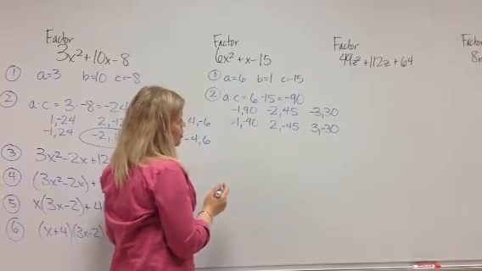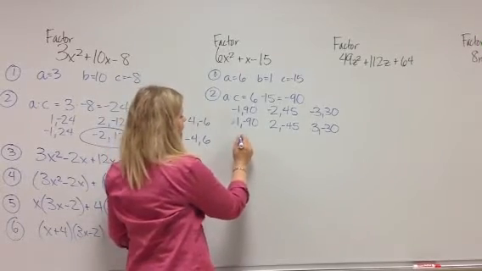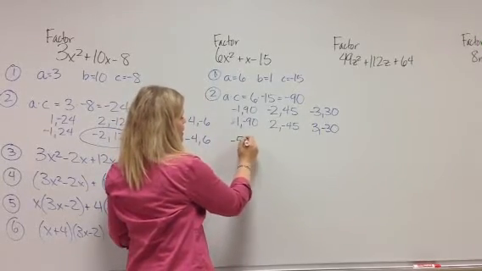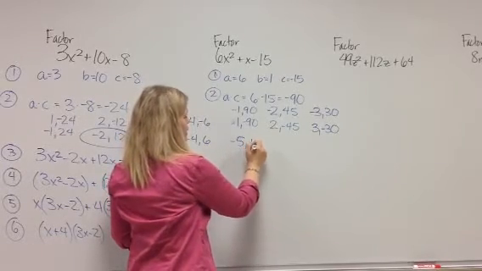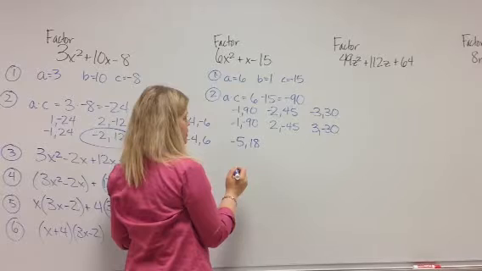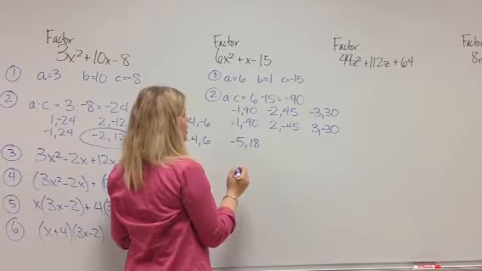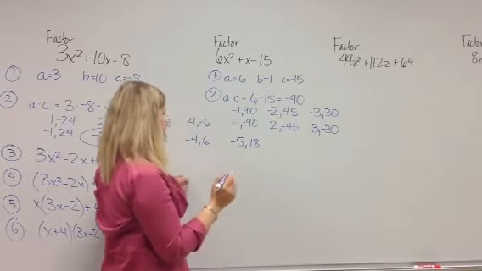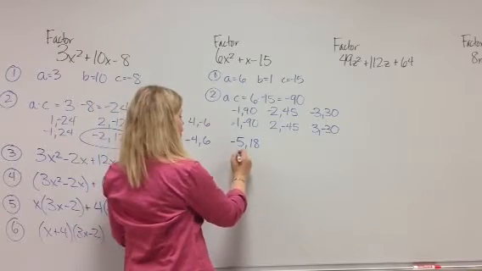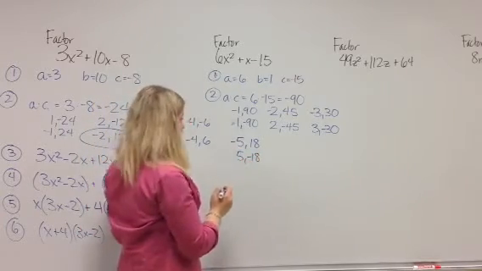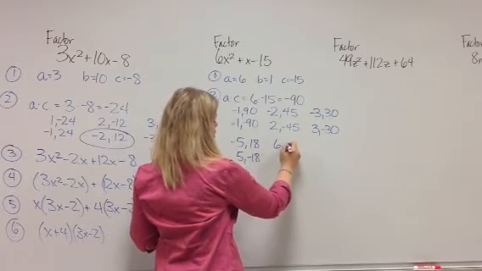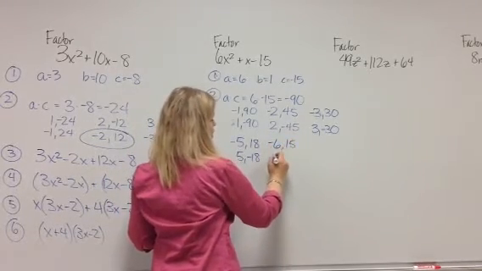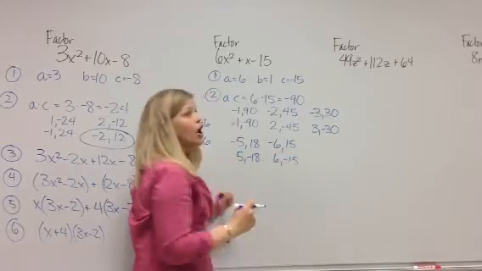We gotta keep going. Let's see, 4 won't go into it. Let's try 5. Let's say -5 and +18. Nope, that's not right. And 5 and -18. Well, that's not going to give it. 6 will probably go in. We already saw that. -6 and 15. 6 and -15.